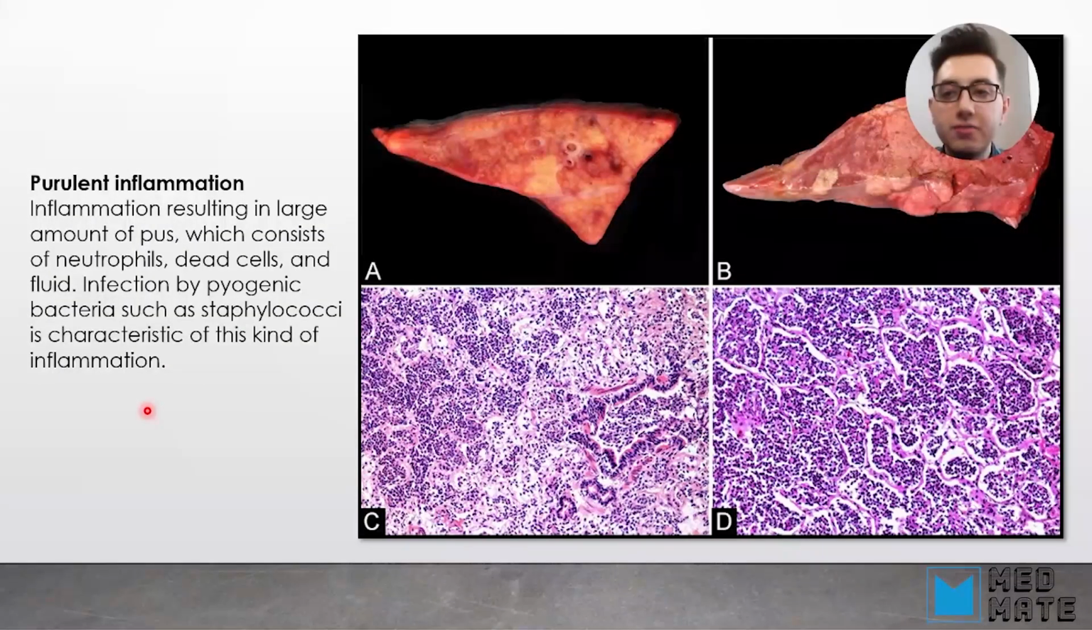Now, purulent inflammation is when there is a large amount of pus. Purulent stands for pus formation, and that's when neutrophils, dead cells, and fluid all together form this pus. This can be seen when there are infections by pyogenic bacteria such as staphylococci, or other kinds of infections that can cause pus formation.